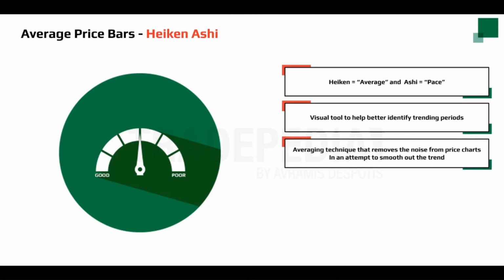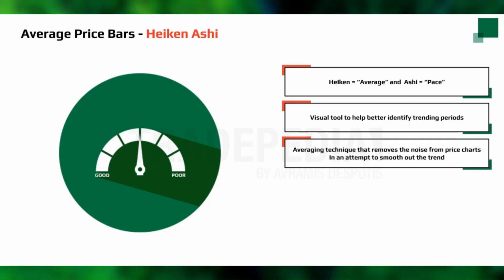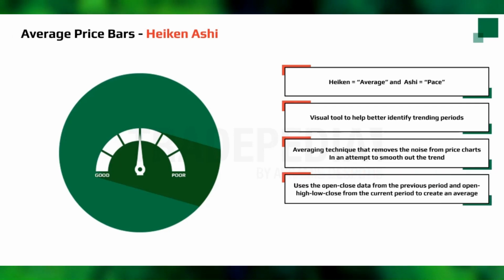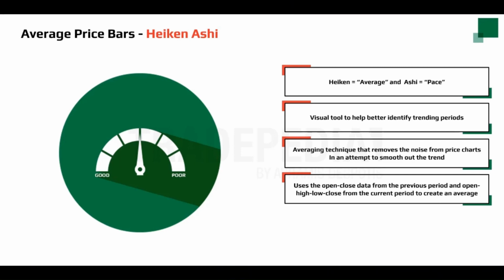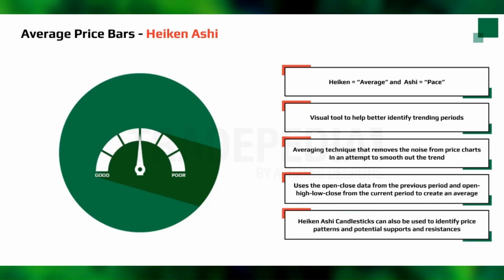Heikin-Ashi is an averaging technique that removes the noise from the price charts in an attempt to smooth out the trend with high accuracy. This technique uses the open-close data from the previous period and the open-high-low-close data from the current period to create an average candlestick. These candlesticks can also be used to identify price patterns and potential supports and resistances.